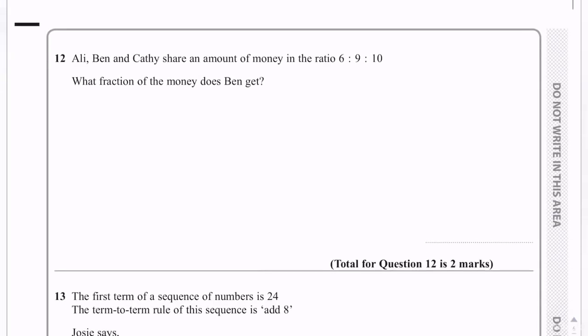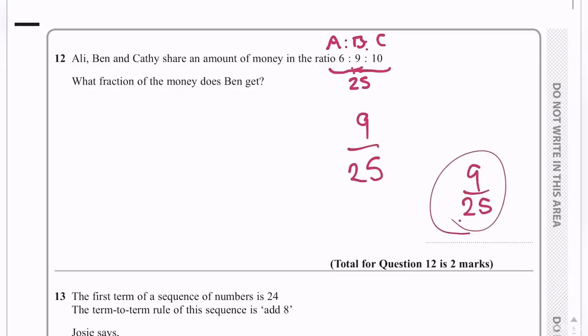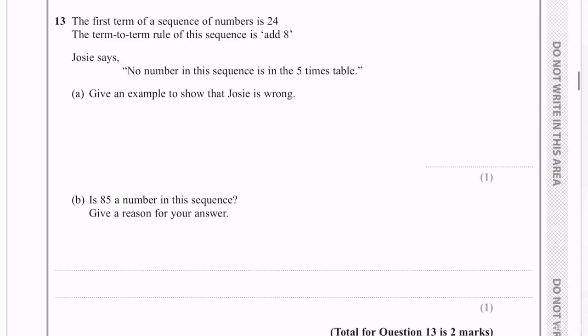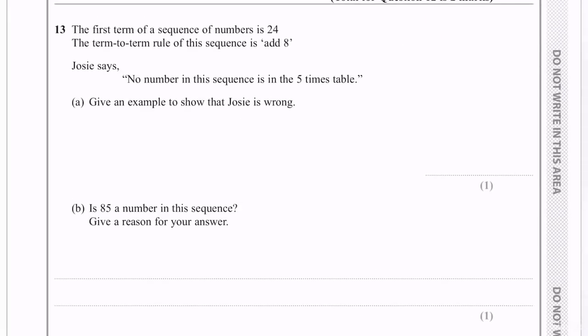Right, these three people share some money in the ratio 6, 9, 10. What fraction does Ben get? Well, Ben is the 9 there. If we underline that, Ben's the 9. We've got Ali getting 6, Ben getting 9, and Kathy getting 10. So Ben gets 9 out of, and if we add all of these up, the total there is 25. So he gets 9 out of 25 parts. So final answer, 9 over 25.